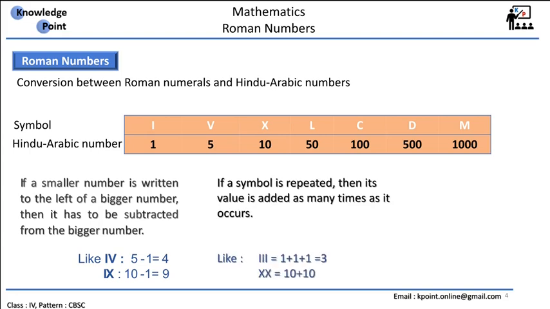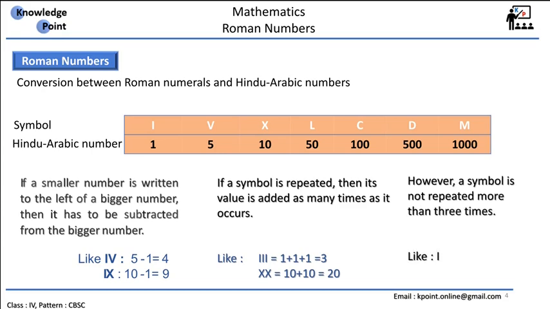If a symbol is repeated, then its value is added as many times as it occurs. Like I. Value of I is 1. 3 times it is repeated. So we can write it as 1 plus 1 plus 1 is equal to 3. X, value of X is 10 here and it is repeated 2 times. Therefore, we can write it as 10 plus 10 is equal to 20.